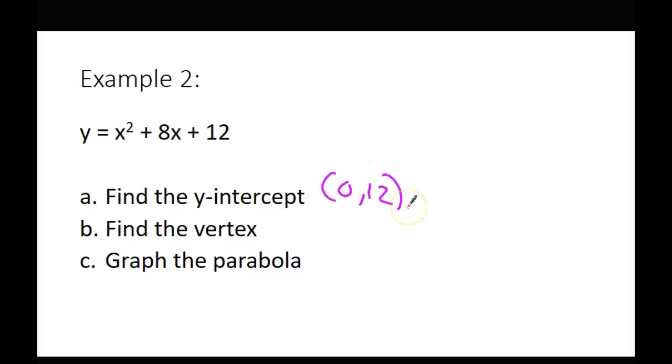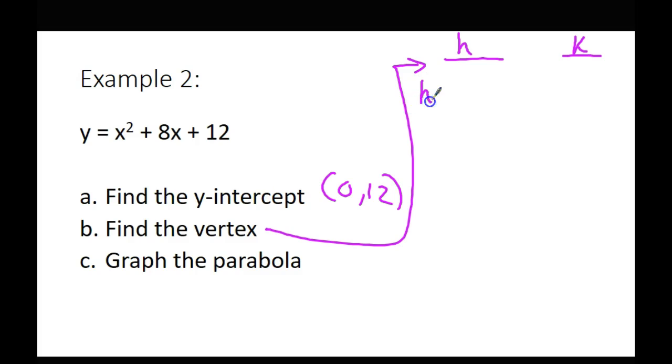Now we've got to find the vertex. Now the vertex is going to take us some time. Okay, not as much as it could, but we're going to take some time. So we need to find the h, and then we need to find the k after that. Now to find the h, what I told you we're going to do is use our formula, negative b over 2a. All right. So here we go.